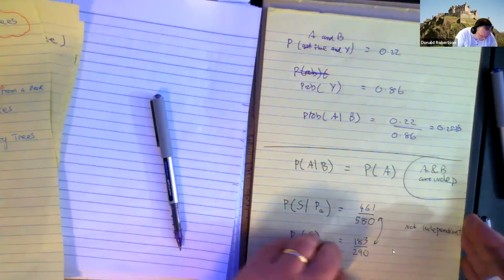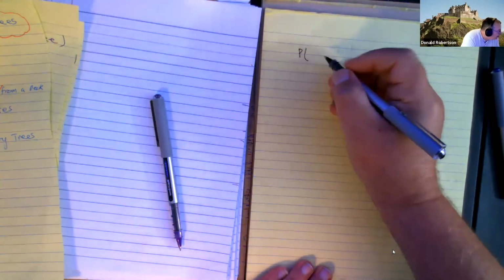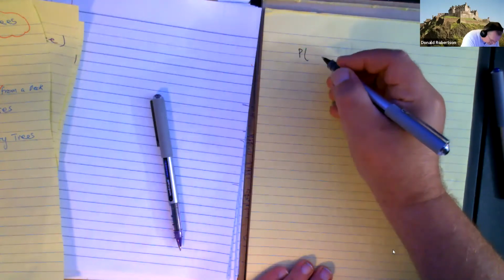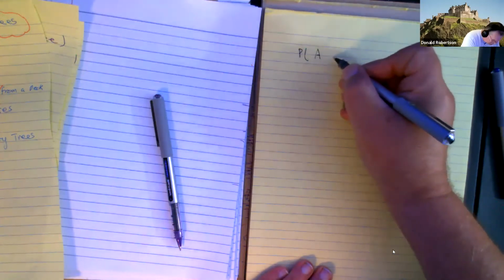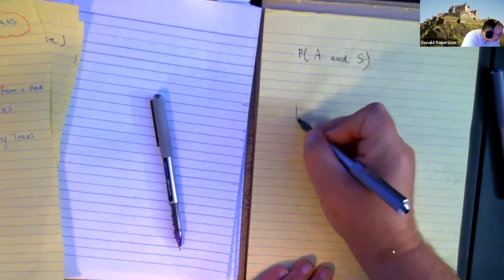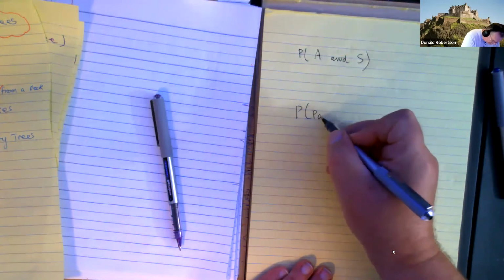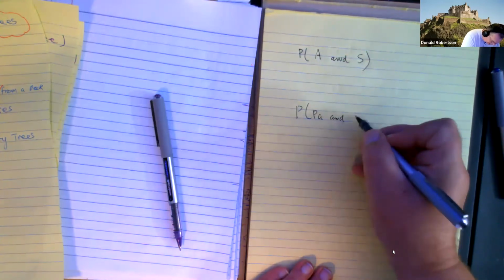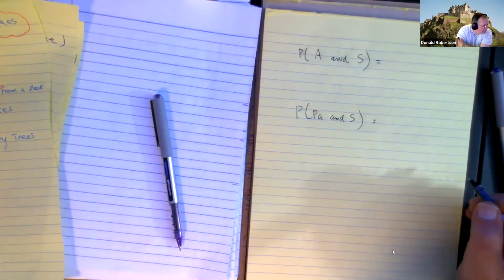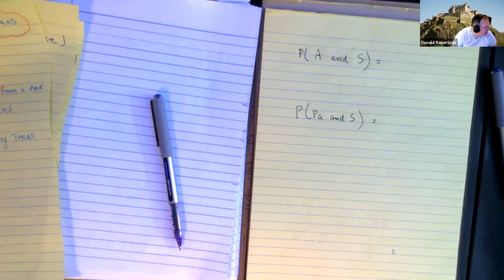Now, the next question that they have in that card looks something like this. What's the probability of A, that's the aggressive approach, and S, and the other one is the probability of the passive approach and S. So we're trying to find the probability of both those events occurring.